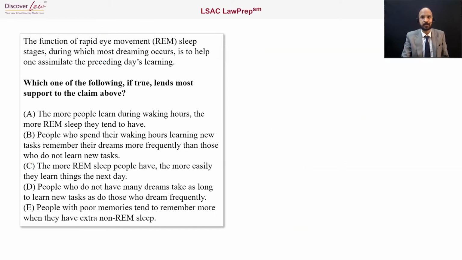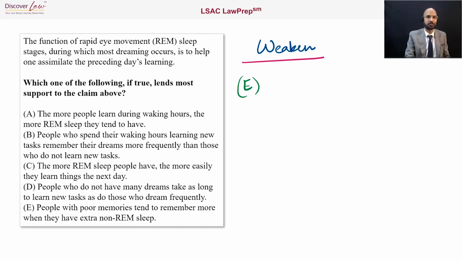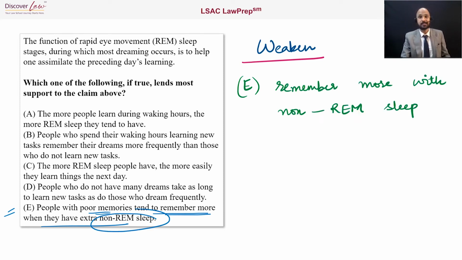Let's move ahead. Okay, there are some options in here that definitely weaken. If you look at option E, it says people with poor memories tend to remember more when they have extra non-REM sleep. So it kind of here says that you remember more with non-REM sleep. So this is completely discrediting what is given in here. This leaves us with only one option that automatically becomes our answer.